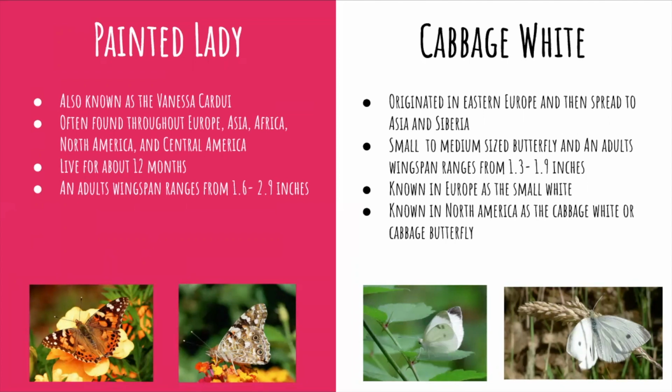Moving on to the cabbage white, this butterfly originated in Eastern Europe and then spread to Asia and Siberia. This butterfly isn't too big, it's small to medium sized, and an adult's wingspan ranges from 1.3 to 1.9 inches, which is a little smaller than the painted lady butterfly. They have a few different names that are kind of similar. In Europe, they're known as the small white, and in North America, they are known as either the cabbage white or cabbage butterfly, which is kind of interesting.